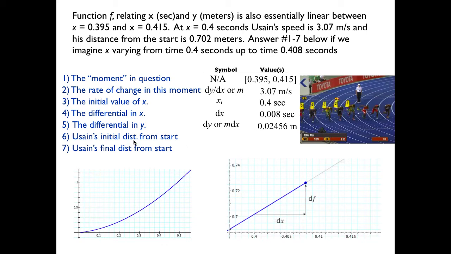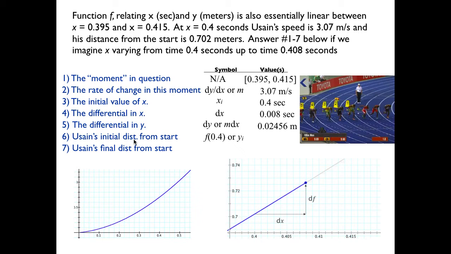All right, Usain's initial distance from the start. So his initial distance from the start in this moment, not overall in the race, overall in the race would be 0, would be his distance from the start, or that y initial at time 0.4. And since this function is called f, we could also refer to it as f of 0.4.